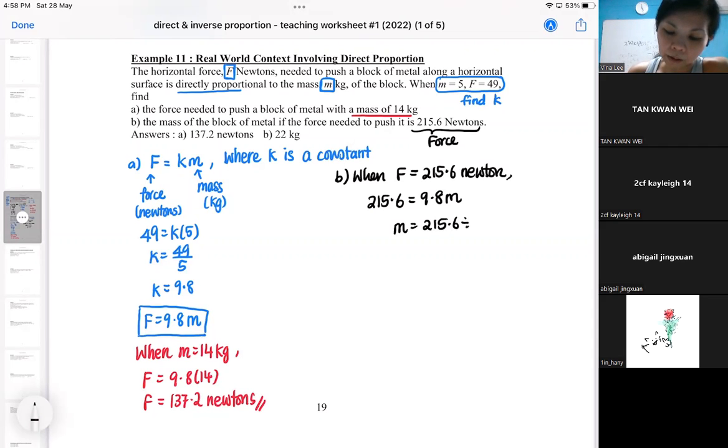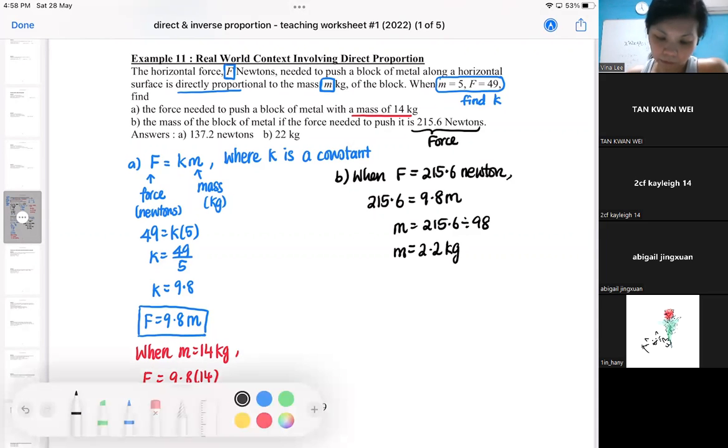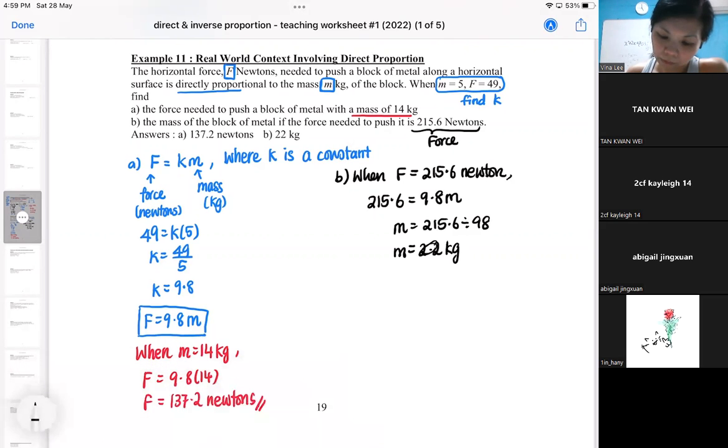So just remember, it's quite easy to find the mass. Remember to give the units. I think I punched the calculator wrongly. Okay, divide by 9.8. So I'll get 22 kg.